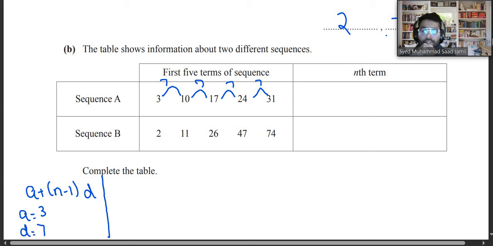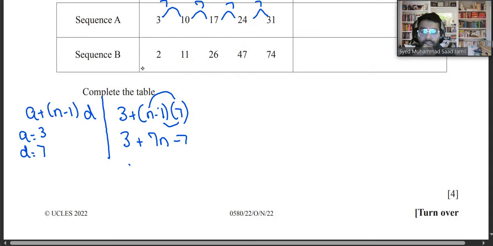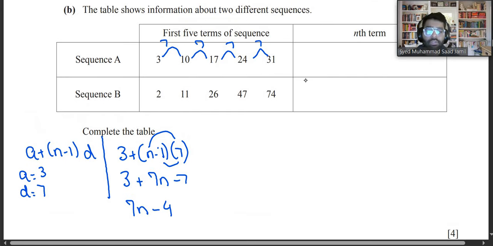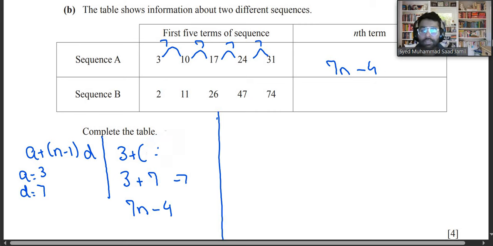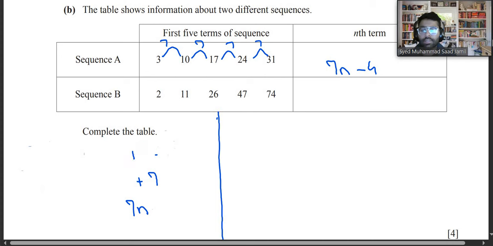Alright. Now you will write 3 plus n minus 1 multiplied by d, which is the difference 7. So 3 plus n multiplied by 7 is 7n, minus 1 multiplied by 7 is -7. So this becomes 7n, and 3 minus 7 is -4. So your answer is going to be 7n - 4. Okay. This was for sequence A. Now for sequence B, let me erase this working for A, and then I'll do B. So look guys, what's the difference over here?